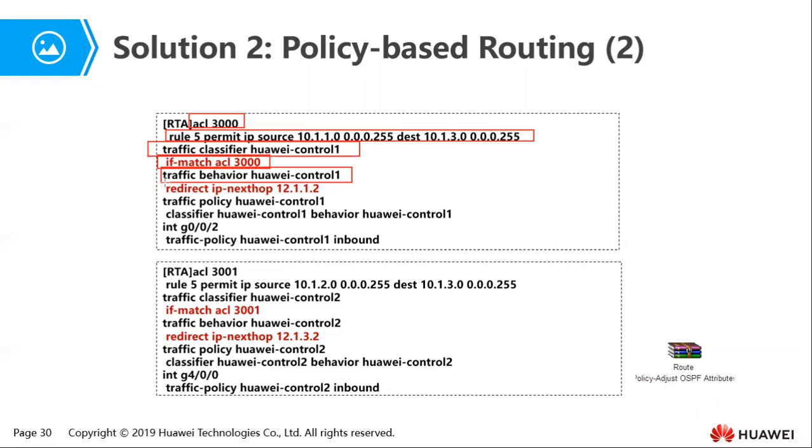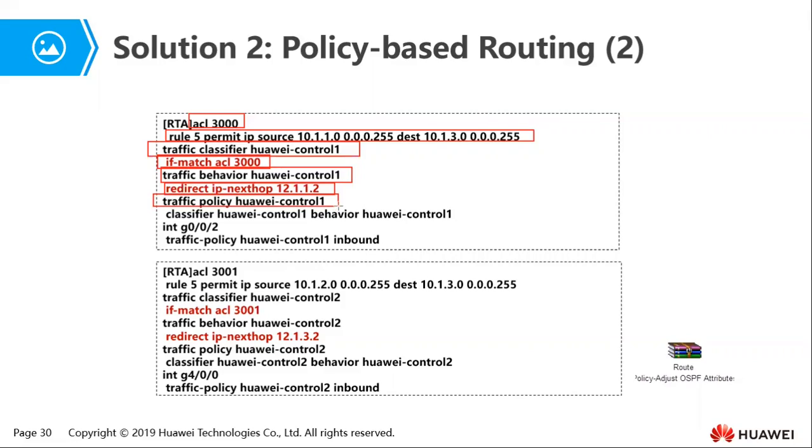So we want to redirect IP next hop. So we want the next hop for any packets coming from this network and going to this network. We want to change the next hop to 1.12.1.2, which is the IP address of the interface of RTB. So any packets coming from the marketing department are simply going to be forwarded through RTB.